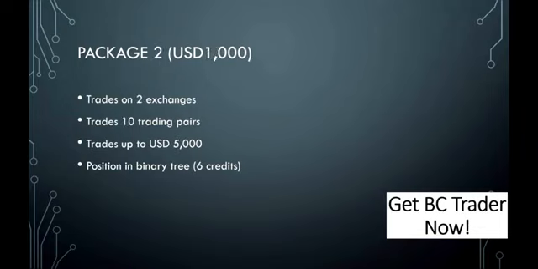Package 2 is $1,000. You can trade on 2 exchanges. It trades 10 trading pairs and trades up to $5,000. You get 6 credits and a position in the binary tree. Package 3, $2,000. It trades on 3 exchanges. Trades up to 20 trading pairs. Trades up to $15,000. And of course, your position in the binary tree will be worth 12 credits.